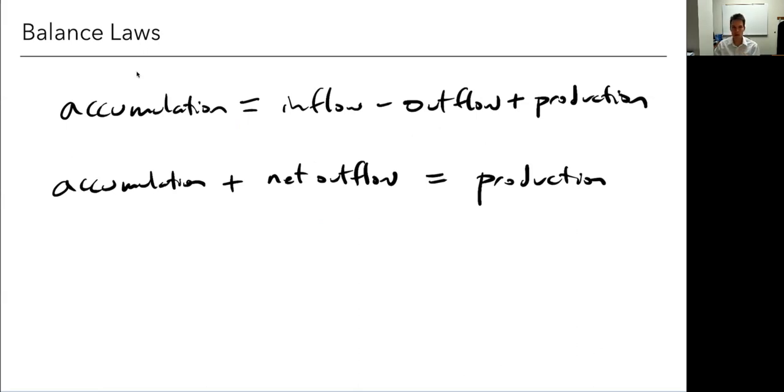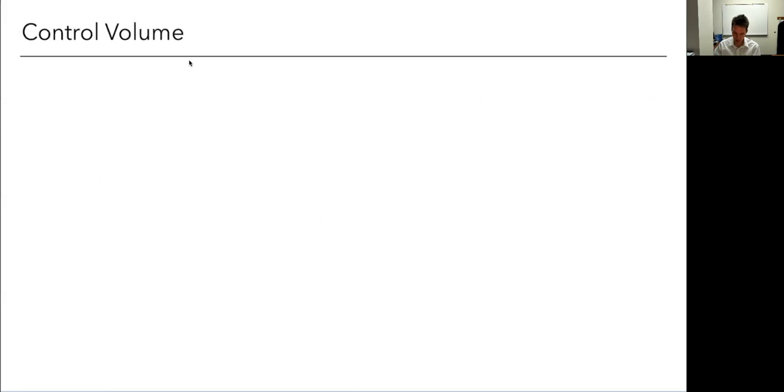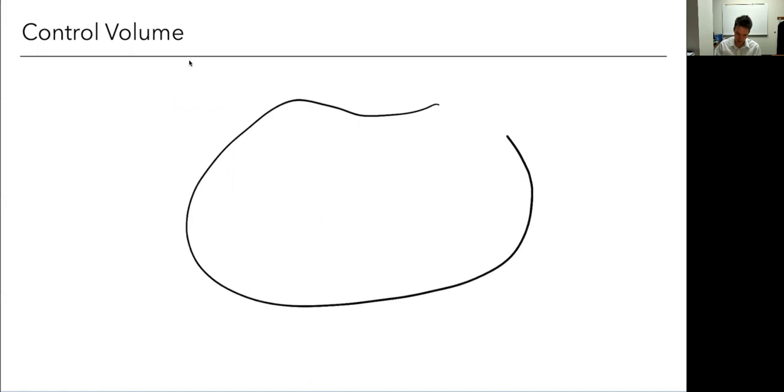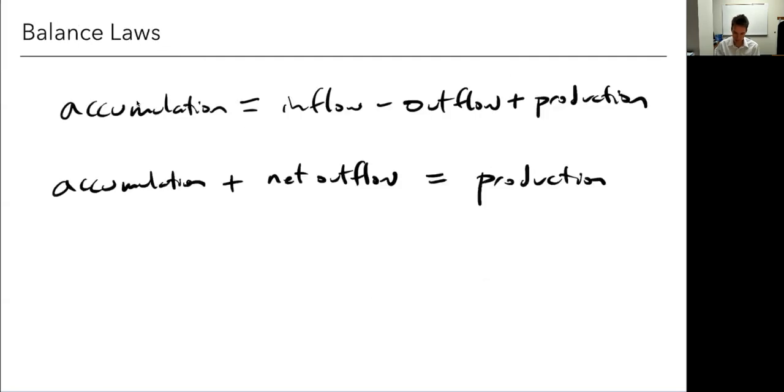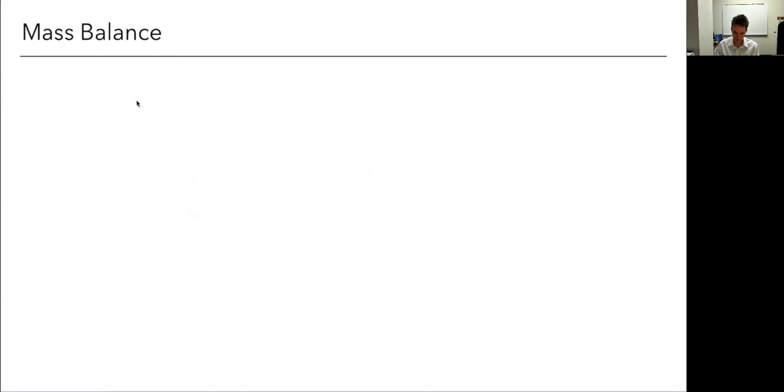Okay, so let's first apply this to mass, but just by way of review, when I talk about a control volume in notation, the control volume just refers to this entire volume, and then we'll use the symbol S to represent the exterior, the surface that encapsulates this control volume. Okay, so let's look at mass, and let's apply the concept that we had, right? First is the accumulation of the mass plus the net outflow equals the production.